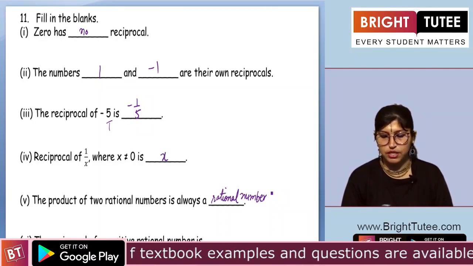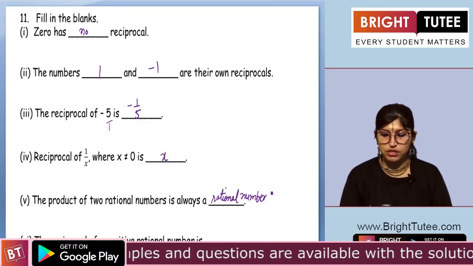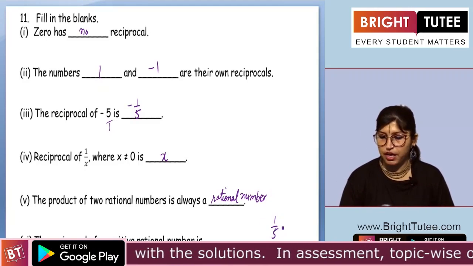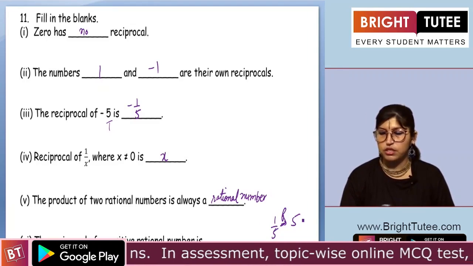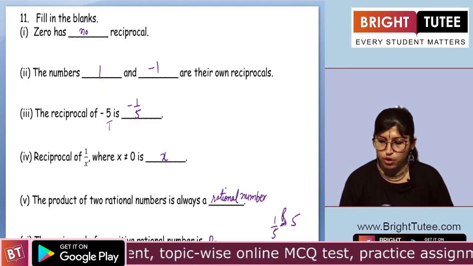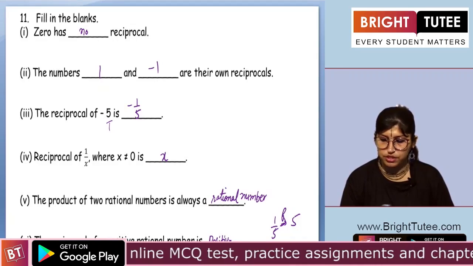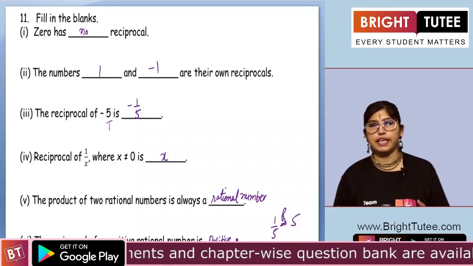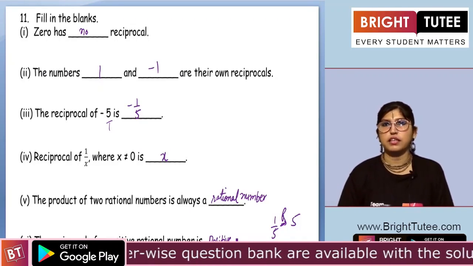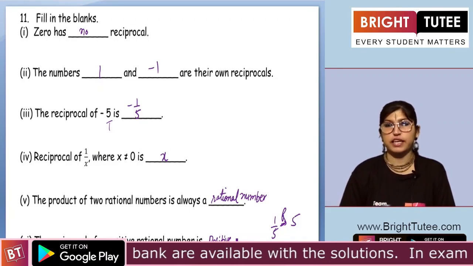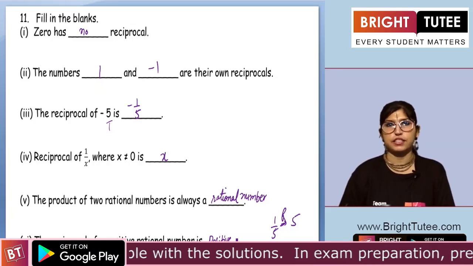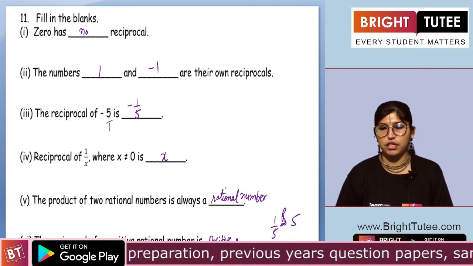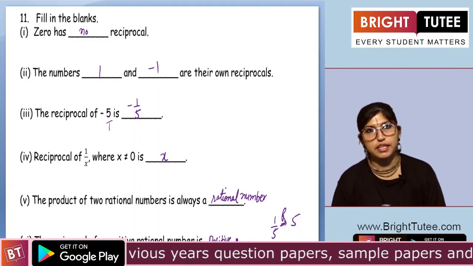Now last but not the least is the reciprocal of a positive rational number. Let's say if we have 1 by 5, the reciprocal will be 5. So that means this will always be positive. So the reciprocal of a negative rational number will always be negative. So maybe they can ask that the reciprocal of a negative rational number is, then we'll write negative. So it depends on what they ask, we need to answer it accordingly. So we are done with our first exercise.